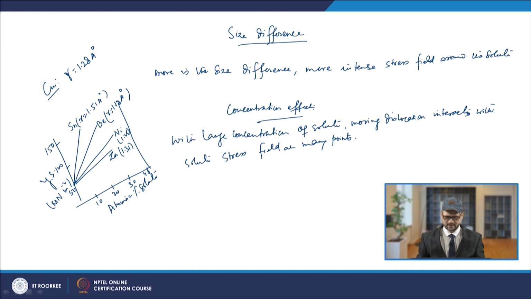Now, what is important is that you might have an idea about the Hume-Rothery rules. What is seen from here is that the size difference should be maximum as well as the concentration should be maximum. It means that you will get the best result when you have the maximum size difference and also the maximum concentration.